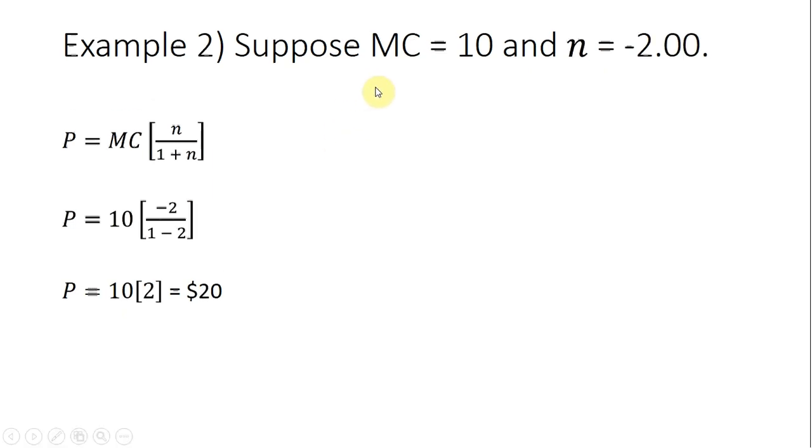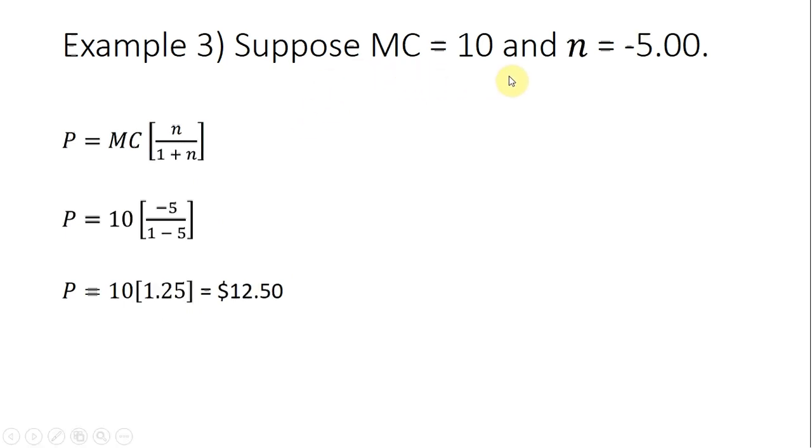Example 2. We'll use the same marginal cost of $10, but this time consumers are more price sensitive. The price elasticity of demand is minus 2. Plugging minus 2 into our formula, we see that we get a smaller markup. So more elastic demand means smaller markup. And here the profit maximizing price would be $20. Again, this rule is consistent with the profit maximizing rule of setting marginal revenue equal to marginal cost.